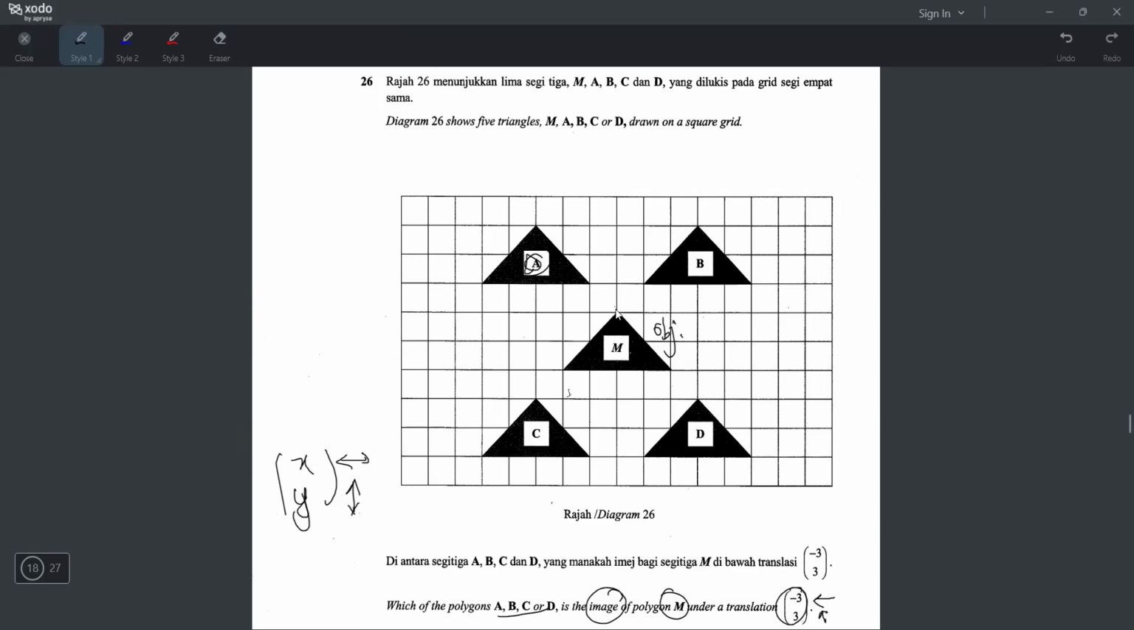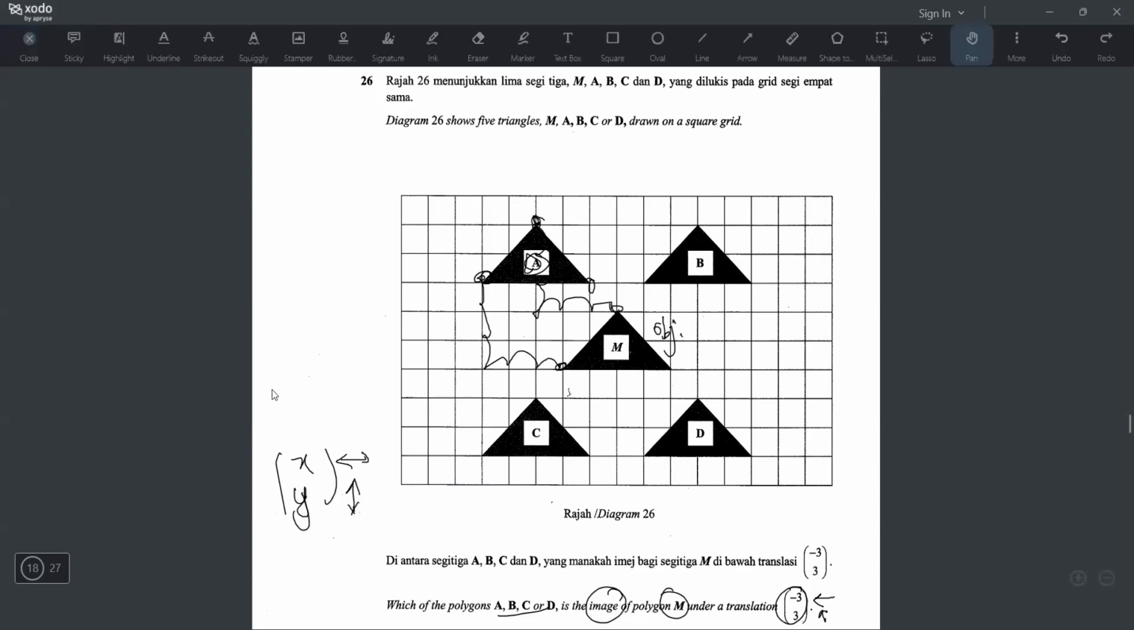And if you count, it is indeed 3 to the left. See, 1, 2, 3. 1, 2, 3. Look, so this point and this point correspond. And then this point also 1, 2, 3, 1, 2, 3. So this point corresponds. And then 1, 2, 3, 1, 2, 3. So you indeed get A. So A is the answer.